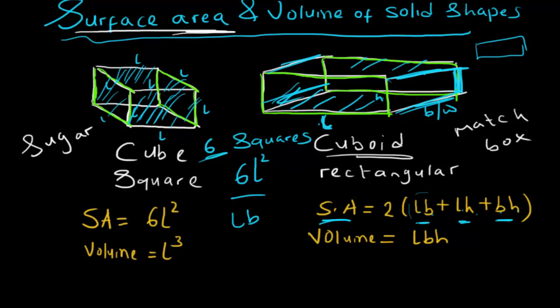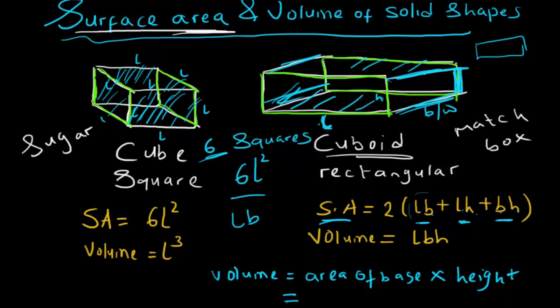Now for volume, anytime you are told to find volume of any shape, what I want you to see is that volume of any shape equals the area of the base times height. Any shape. All right, so for a cube, the base is a square. Okay? So volume of a cube will be area of a square, which is length square, times the height. Now for a cube, the height also is the length. So L squared times L, that's why we have L cube.